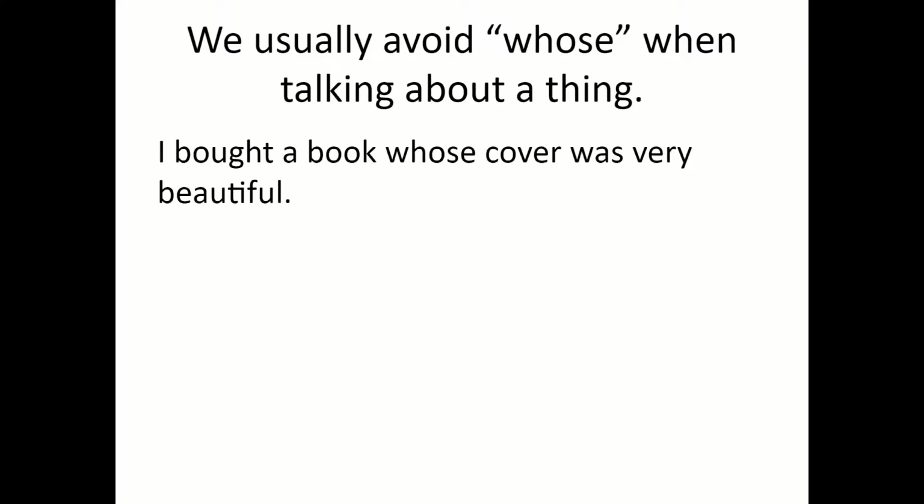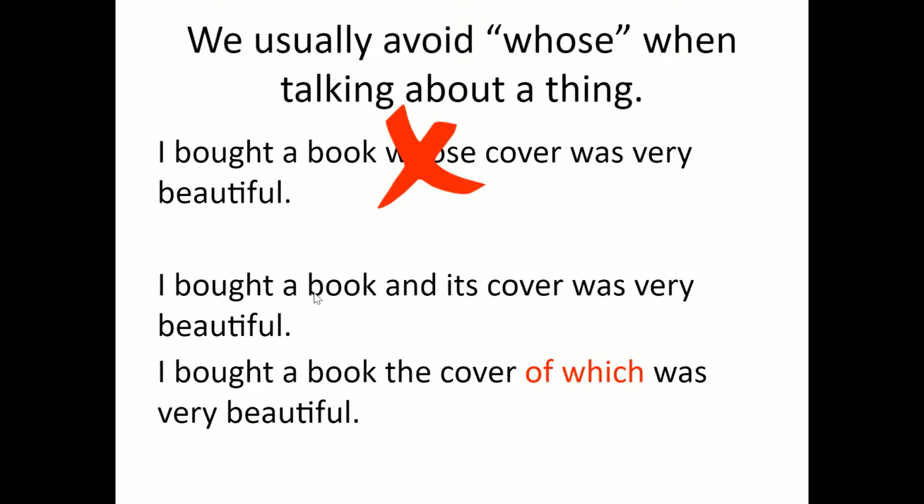We usually avoid whose when talking about a thing. It's for people. So, I bought a book whose cover was very beautiful. This sounds a bit strange in English. So we'd either have to split it into two clauses. I bought a book and its cover was very beautiful. Or we would say, I bought a book, the cover of which was very beautiful. Of which can be used to substitute in these cases.